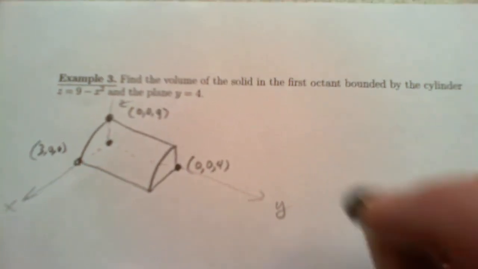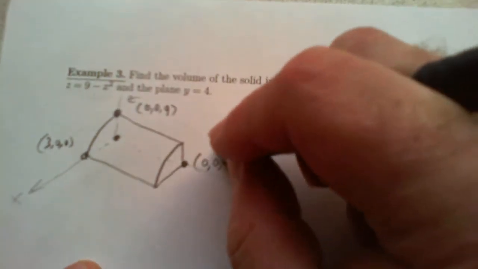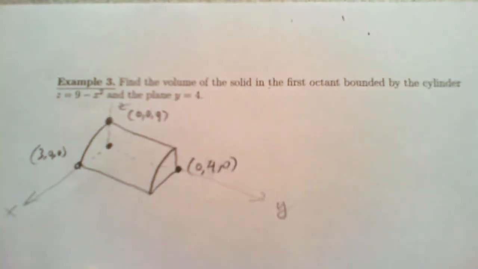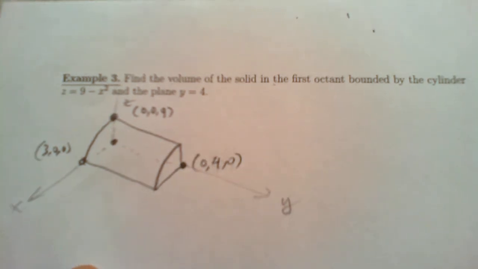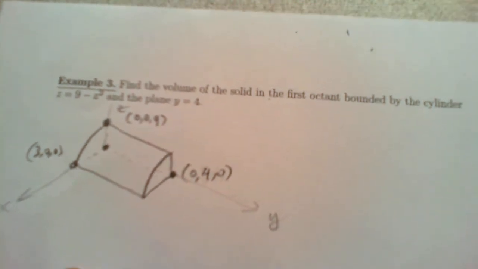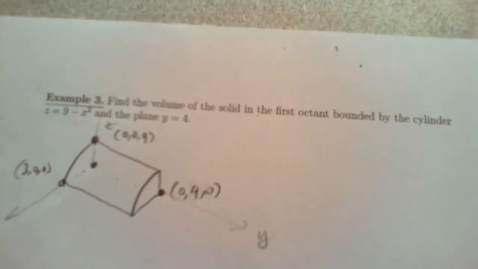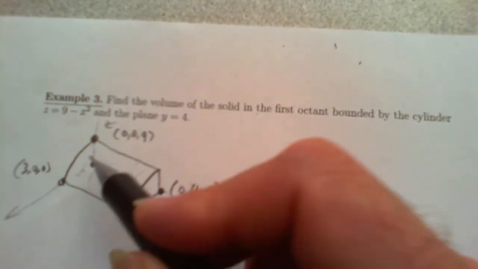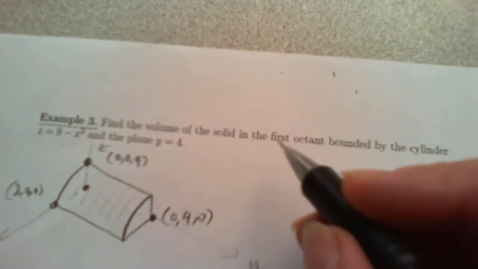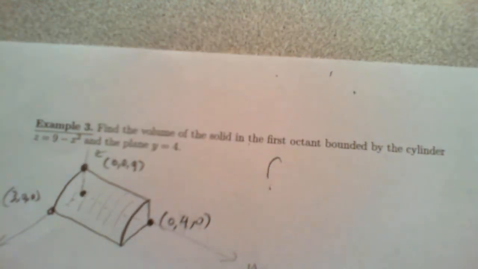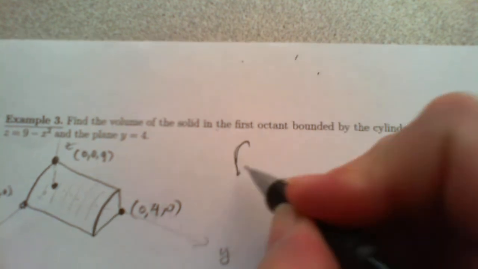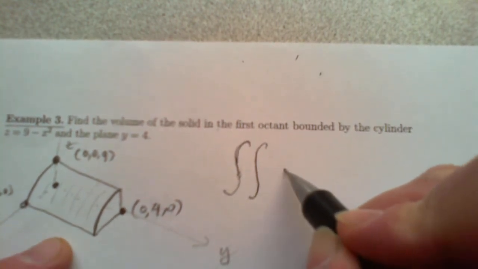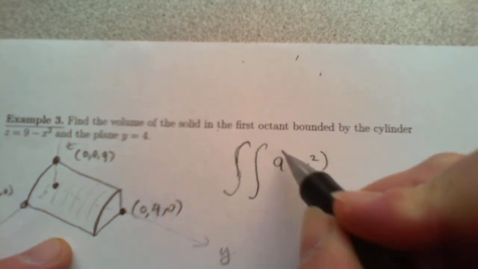And the 4 does not go there. 4 goes right here. Sorry about that. Now, what is this integral going to be? The surface is this thing, so it's a double integral of the surface, which is 9 minus x squared.